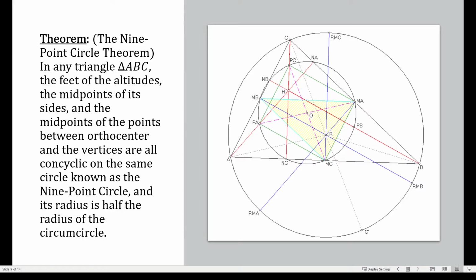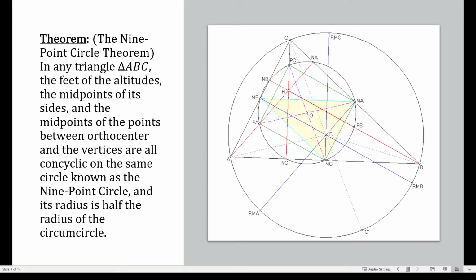By lemma 7, the radius of the circumcircle of triangle ABC is the length of the side AB times the length of the side BC times the length of the side AC, divided by 4 times the area of triangle ABC. Now let's use the medial triangle formed by MA, MB, and MC, and notice that MAMB is equal to AB over 2. So it follows that MAMC is equal to 1/2 of AC, and MBMC is equal to 1/2 of BC.